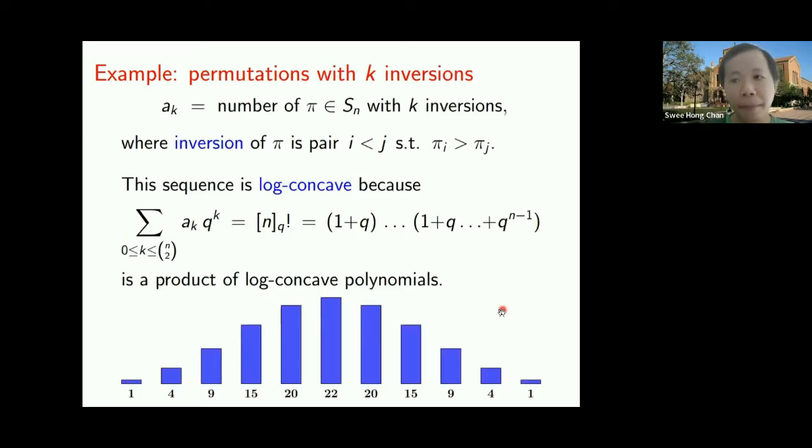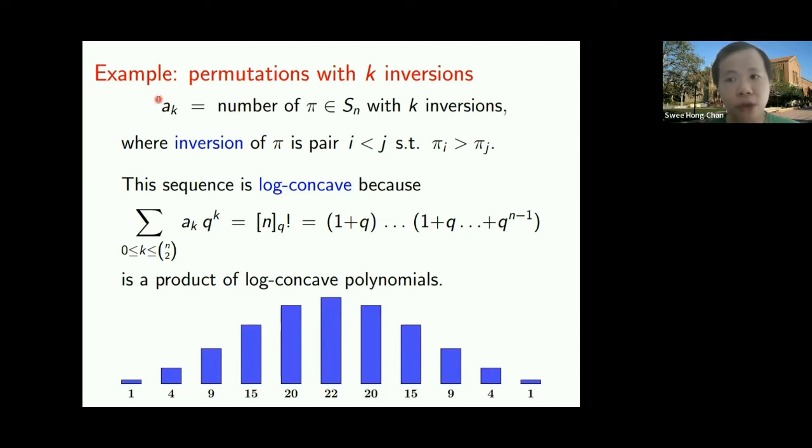So the second example for log-concavity comes from permutations, where a_k here is the number of permutations of n elements with exactly k inversions, where an inversion of a permutation is a pair i and j such that i is less than j, but pi(i) is greater than pi(j). And this sequence is log-concave, and unfortunately, or maybe fortunately, we cannot use direct computation anymore, because, as far as I know, there's simply no closed form formula for a_k.